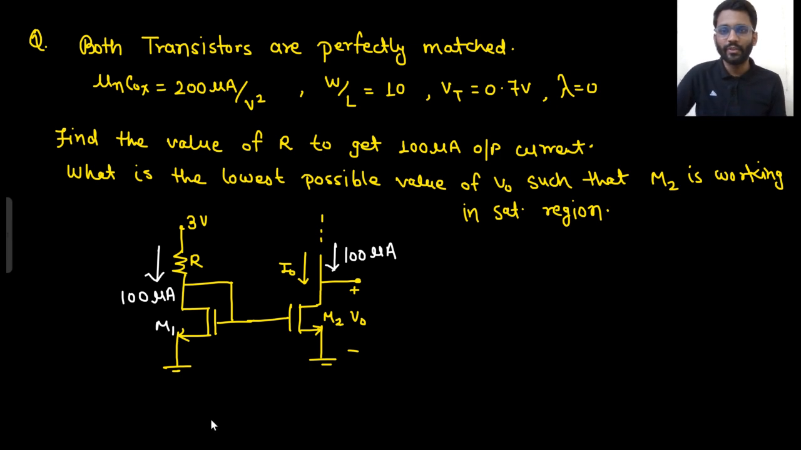Vt value is given. Mu n Cox W by L value is given. So mu n Cox W by L value I am having. I don't have the VGS value. So first I will find the VGS value. This potential V. First I will find the potential of V.